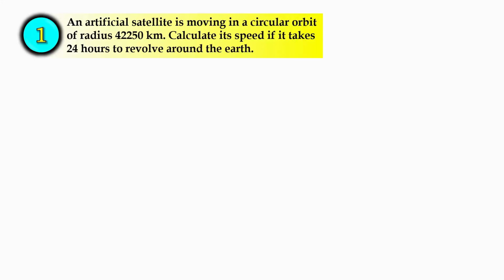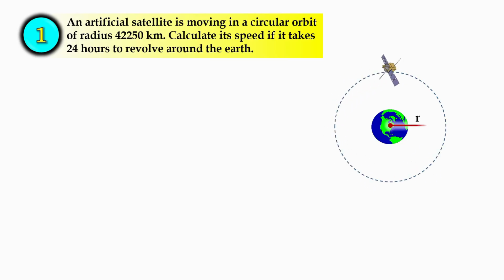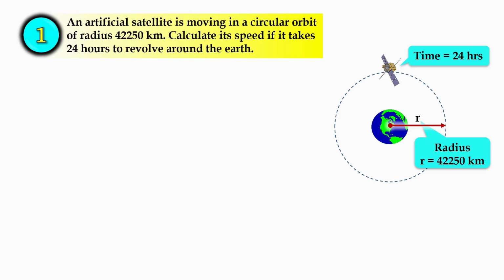Now let us solve the first numerical problem based on uniform circular motion. An artificial satellite is moving in a circular orbit around the Earth. The radius of the circular path is 42,250 kilometers. The satellite takes 24 hours to complete one revolution around the Earth. We need to calculate the speed of the satellite. First, let us write the given values. The radius of the circular path is 42,250 kilometers. The time taken for one complete revolution is 24 hours.